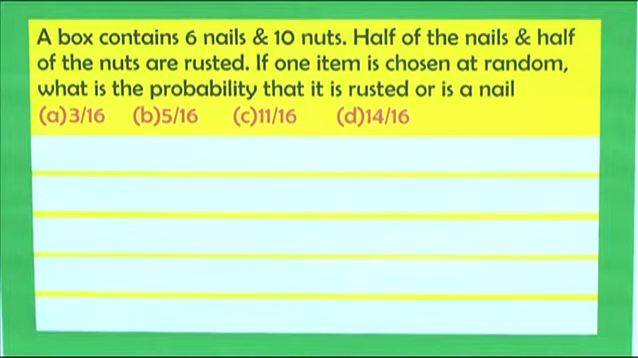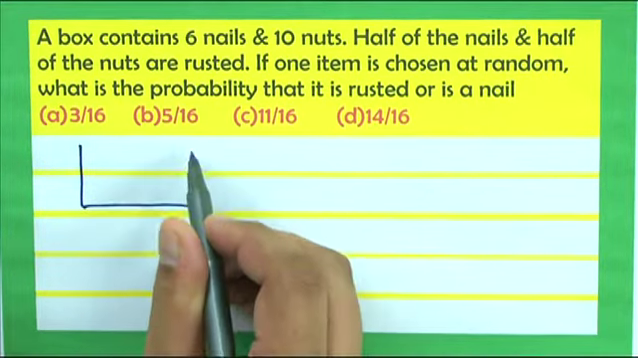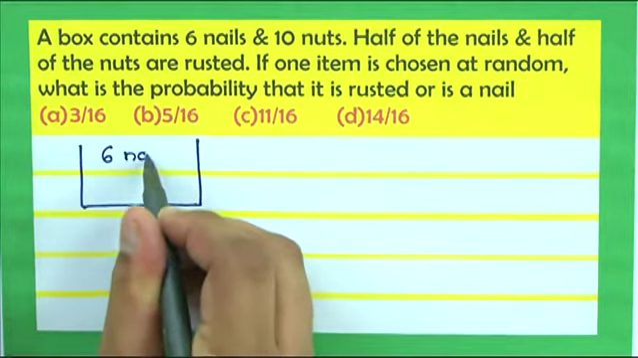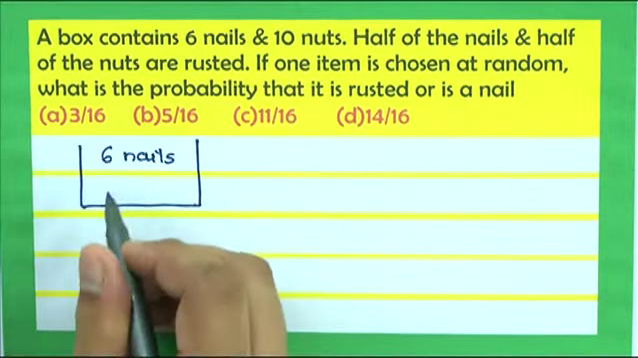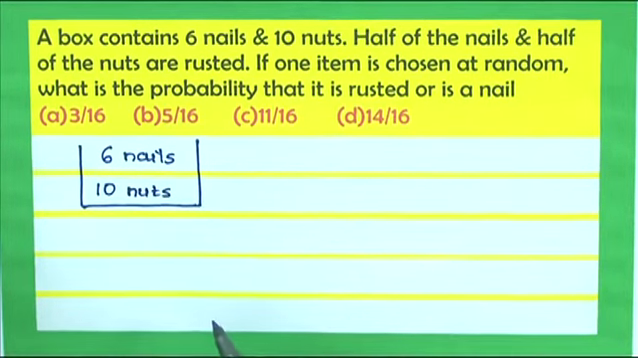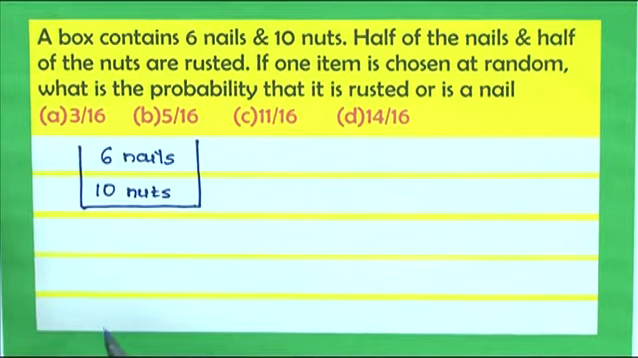A box contains 6 nails and 10 nuts. So let's write it down. Let's say there is a box and this box contains 6 nails and there are 10 nuts. Now half of the nails and half of the nuts are rusted.